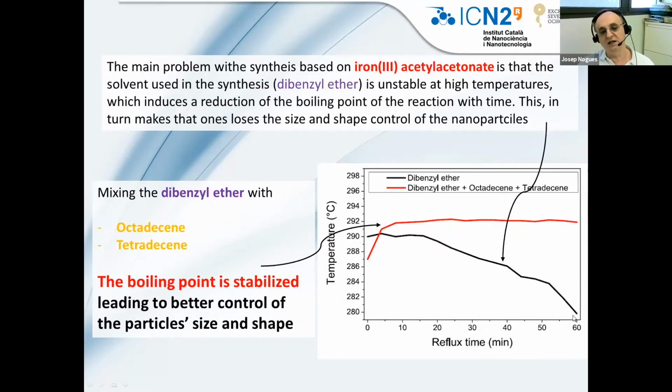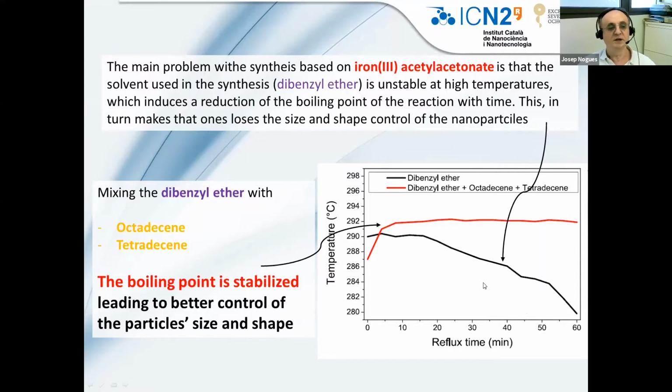And this leads to this inhomogeneity I told you about, because the reaction temperature is changing with time. So at every given time, the conditions are different, so you get different types of nanoparticles.